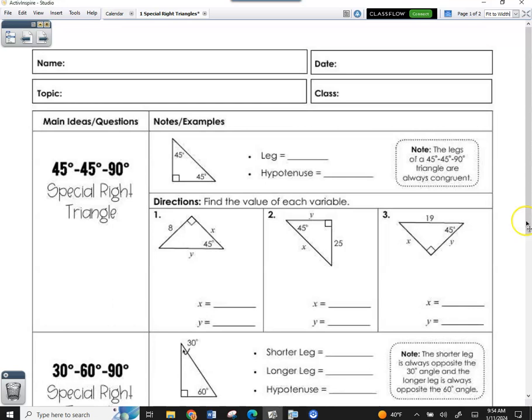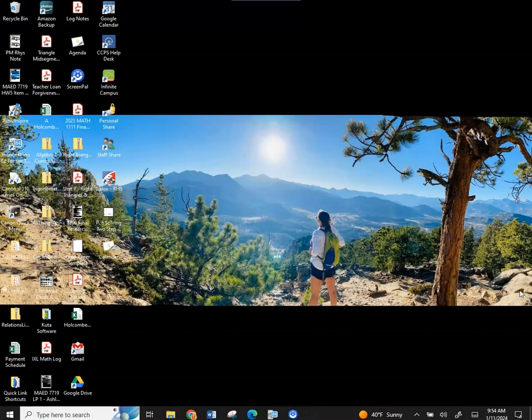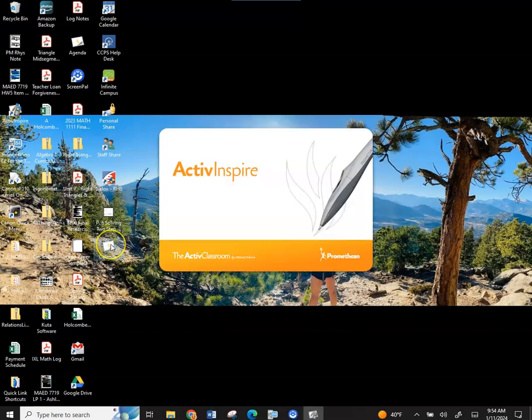So the paper is broken into two sections. You've got the 45-45-90, and then you've got the 30-60-90. You'll notice that they're talking about the angle measures. 45-45-90 adds to 180, 30-60-90 adds to 180. Those are the angle measures.